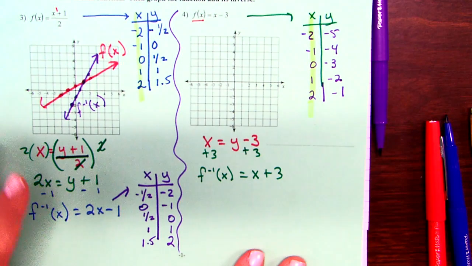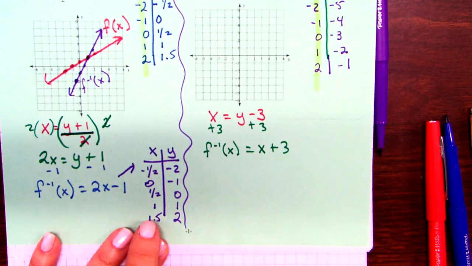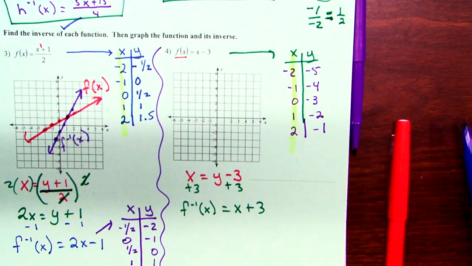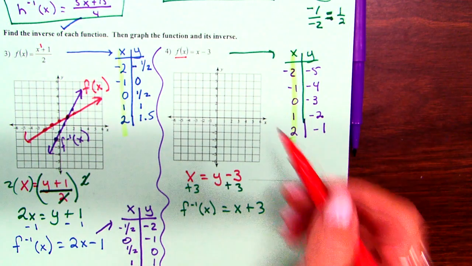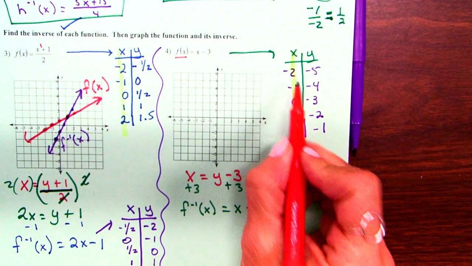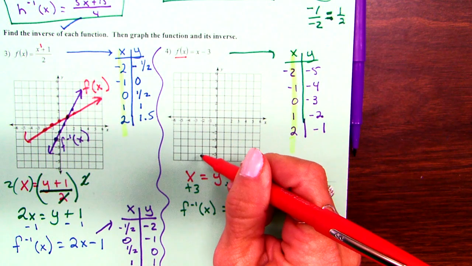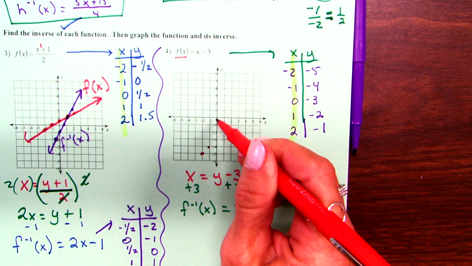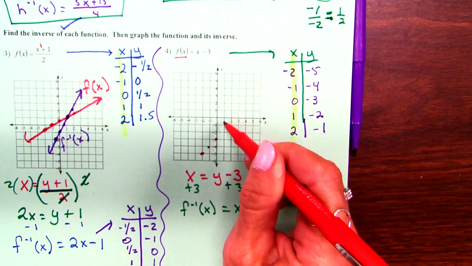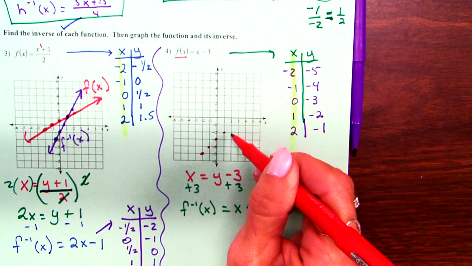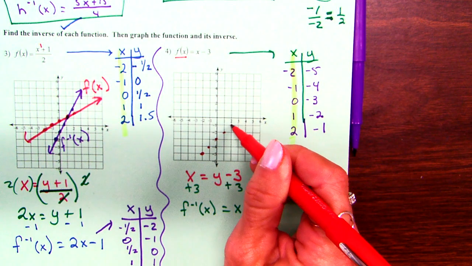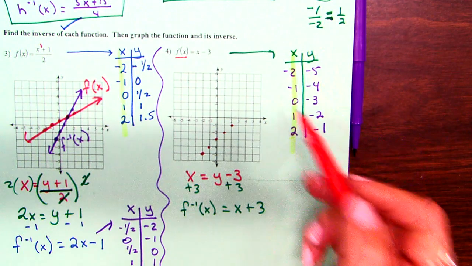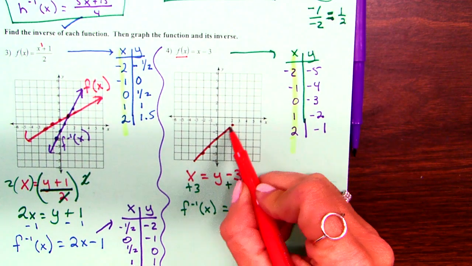So he's asking, do I really have to rewrite this and flip it? I guess that's okay if you don't. Okay, so let's graph it. To the left 2, down 5. Left 1, down 4. 0, -3. 1, -2. 2, -1. Again, we should have a line. If any of those points are out of the line, something's wrong in your chart. But we're good.